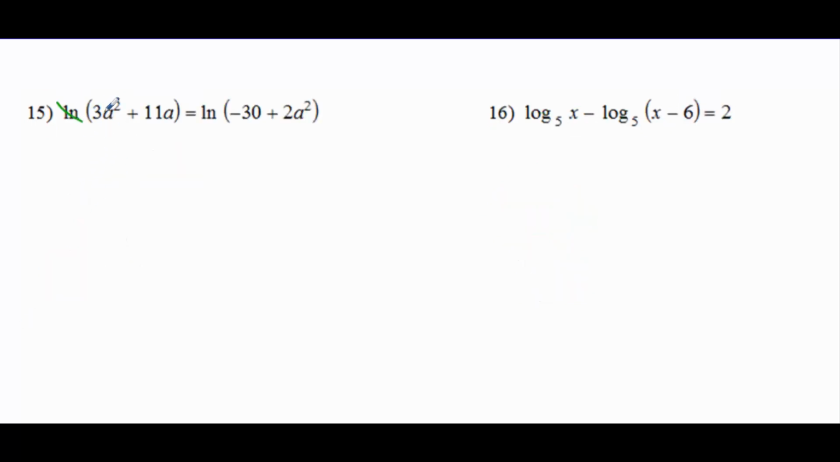15. Now we've got a natural log on both sides. And so a natural log is just a log with the base of e. But on this one, it doesn't even matter since we're just going to pretty much right off the bat cancel. We're going to say 3a squared plus 11a equals negative 30 plus 2a squared. So since I've got an a squared and an a and a number, I need to get everything on the same side and factor. So it's best to get it on the side that will give you a positive in front of a squared. So I'm going to move everything to the left.